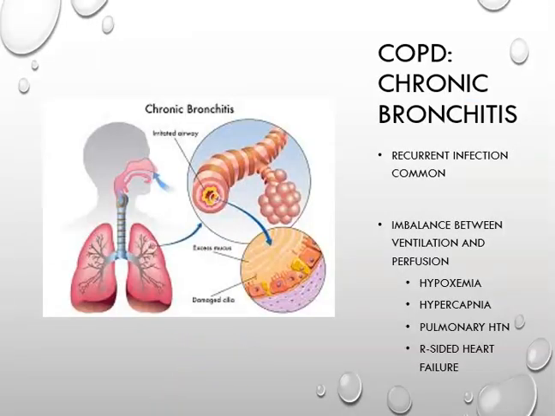Chronic bronchitis is going to be the recurrent infectious one, and there's going to be an imbalance between their ventilation and perfusion. Hypoxemia is a decreased partial pressure of oxygen in the blood. They're going to have O2 saturations of less than 90% in this case. And hypercapnia is too much CO2, so they're going to be retaining CO2 in the blood. COPD patients retain a lot of CO2. So they're going to suffer from hypoxemia, hypercapnia, and pulmonary hypertension, and that can really lead to heart failure in these patients.